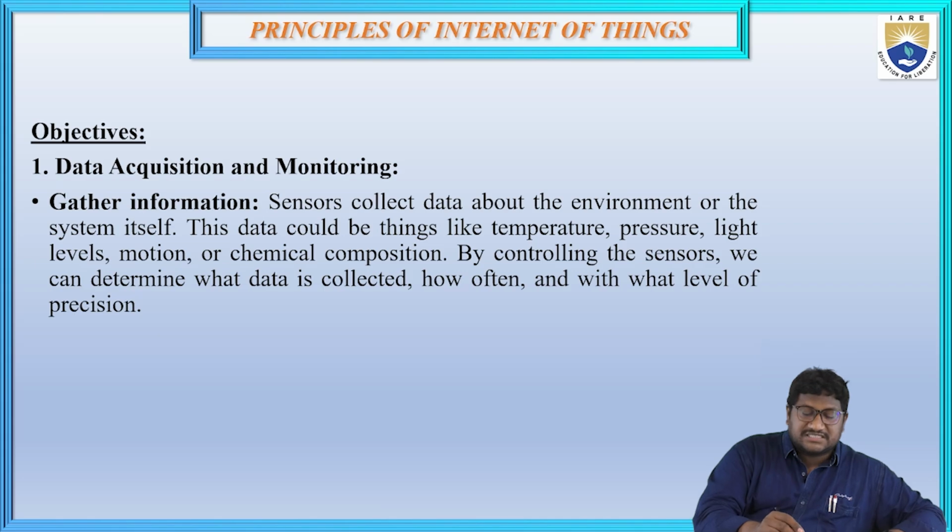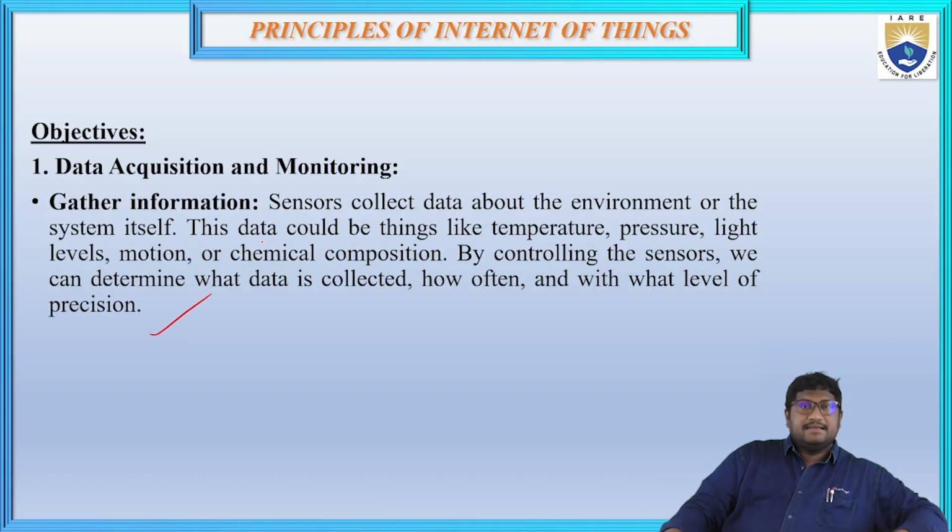Gathering information is the first part, where sensors play a major role. Why? Because sensors collect data about the environment or about the system itself. Take a real-time example. We have a smart gadget with us. In that, there is a sensor which detects the temperature and lets us know what temperature exists outside the house or inside the house.